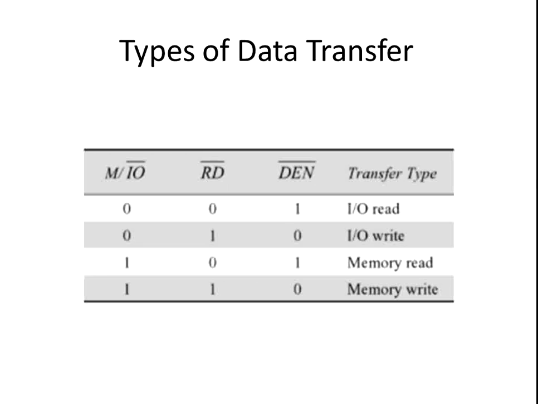So in the case of a memory operation, this M/IO bar will be 1, otherwise it will be 0. During a read operation, RD bar will be low, otherwise it will be high. Then DEN bar will be low during the read operation and during the write operation, it is an active low pin, it will be 0, otherwise it will be 1.